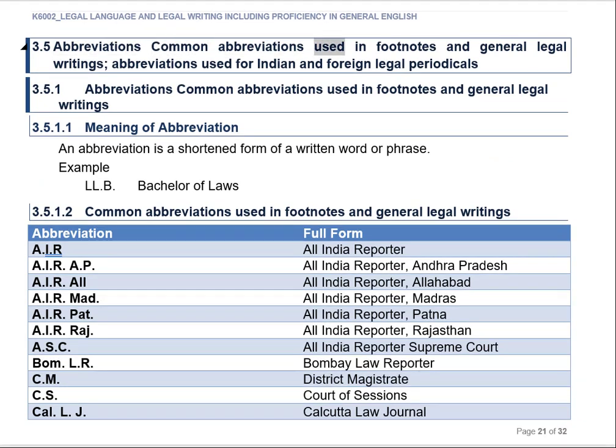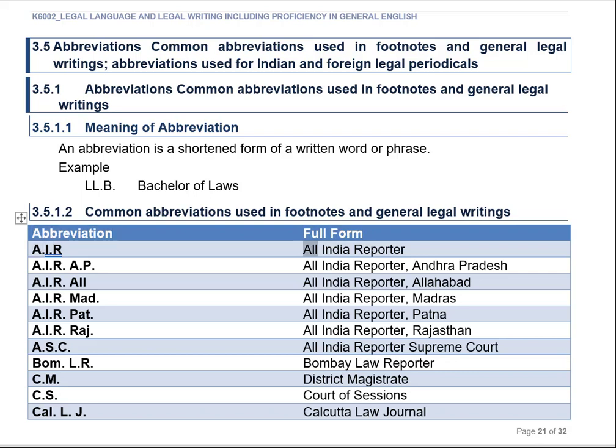Abbreviations. Common abbreviations used in footnotes and general legal writings, abbreviations used for Indian and foreign legal periodicals. Meaning of abbreviation. An abbreviation is a shortened form of a written word or phrase. Example: Bachelor of Laws. Common abbreviations used in footnotes and general legal writings. Abbreviation, full form.